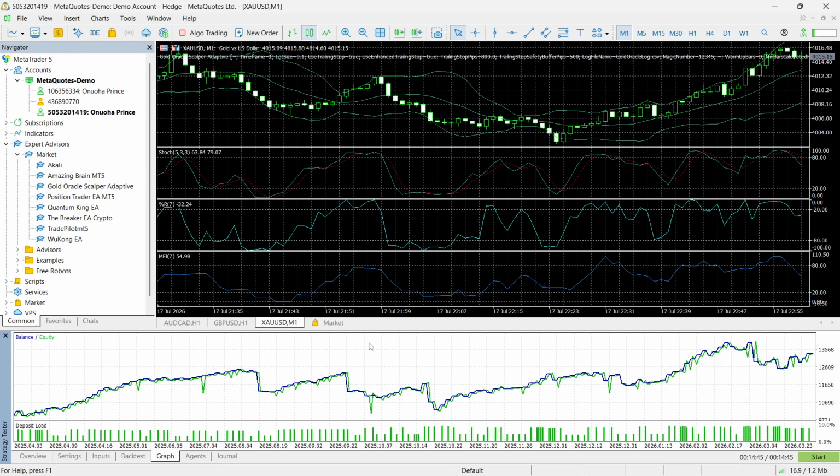All right. So compared to the developer's adaptive risk focus, my results line up pretty well. Steady compounding with controlled drawdowns rather than wild swings. The thing is, gold scalping on M1 is tough, and the adaptive features seem to help smooth things out.